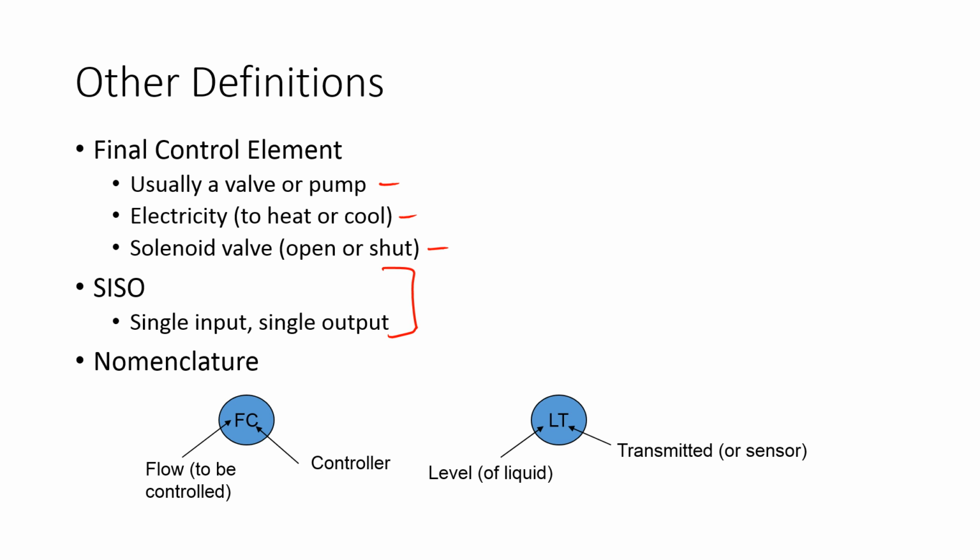And just the nomenclature, just to review that again, this LT, the first letter is the thing that you're measuring or controlling, and then the second letter is whether it's a transmitter or a controller. Okay, so LT is going to be a level transmitter, and then FC on this side is going to be a flow controller.